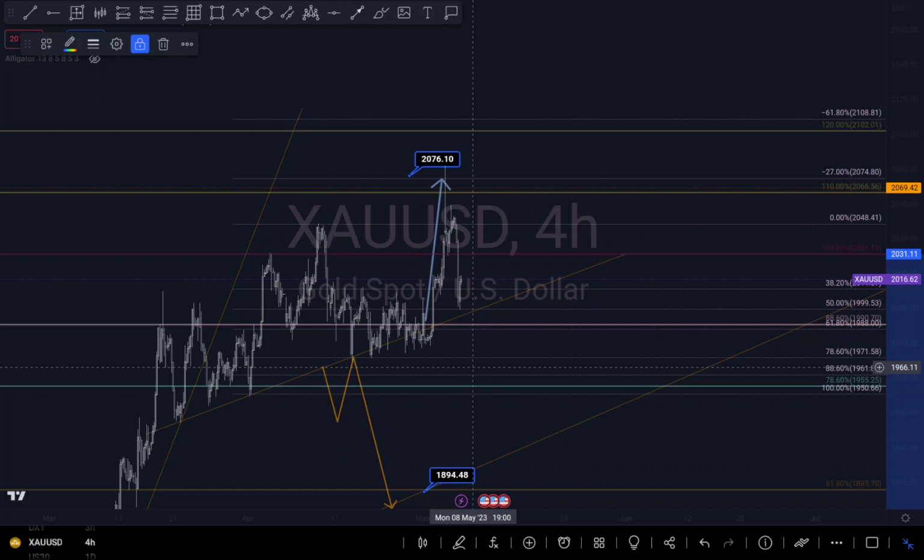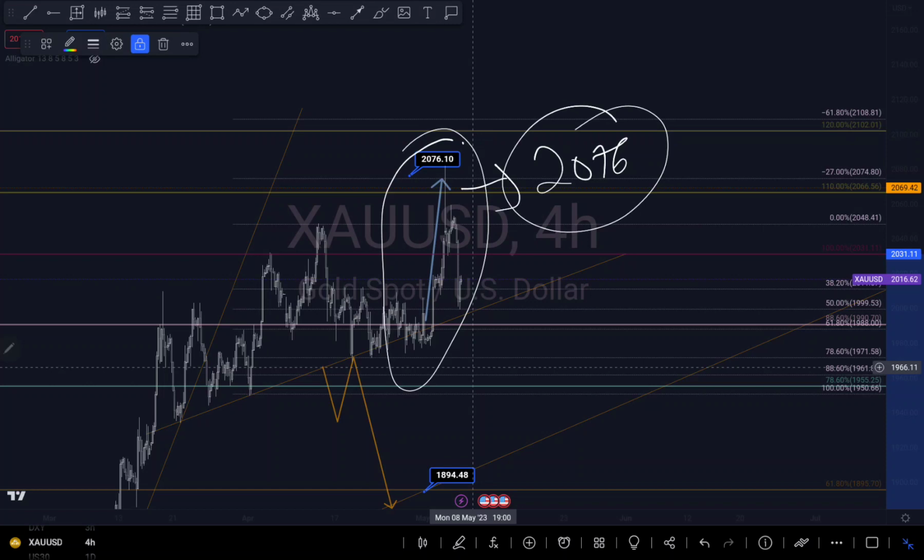If you watched my previous analysis on gold, I said I'm expecting gold to go more of a buy trend as of the time of that analysis, and I said there's a possibility that we get to 0276 around that level, and as you can see, gold has got to that level and rejected off that level.